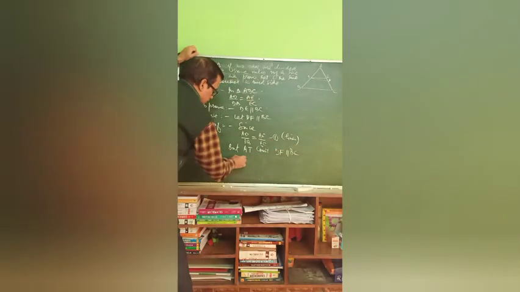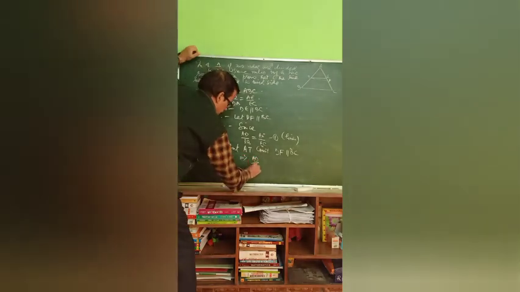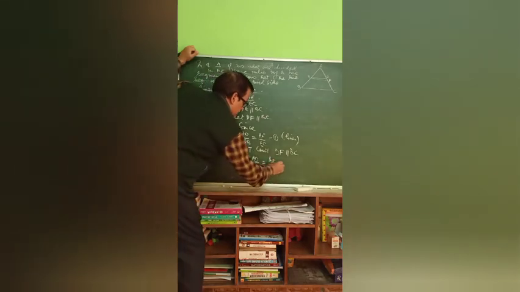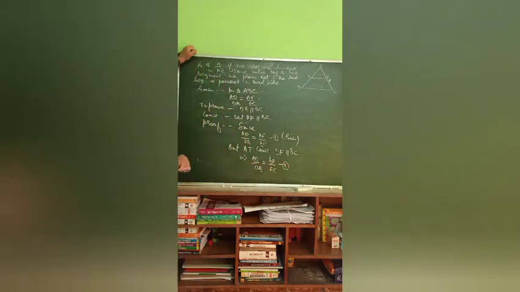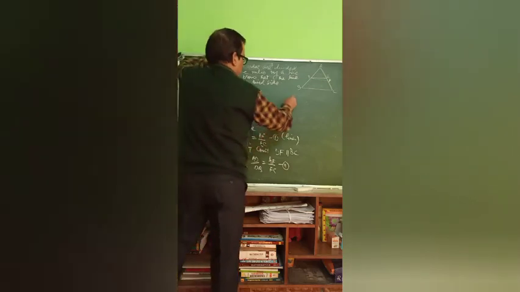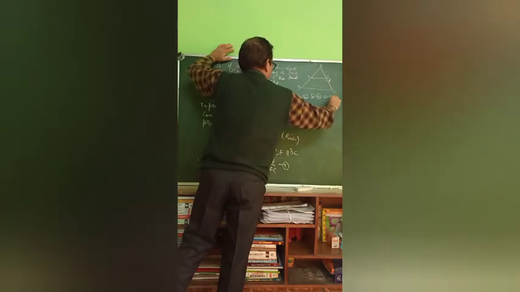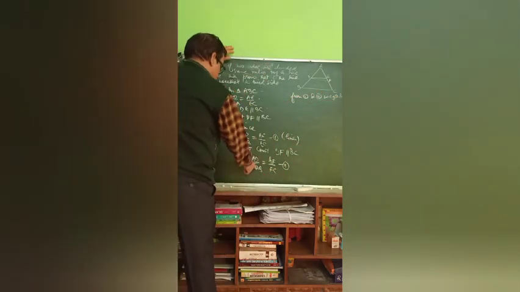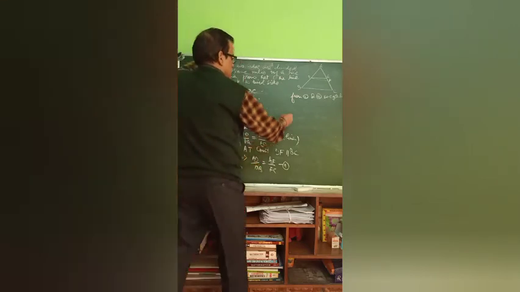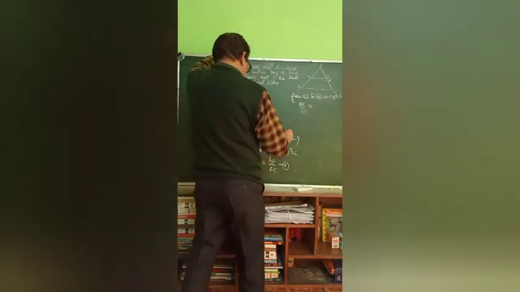DF parallel to BC. This implies, again by BPT, AD upon DB is equal to AF upon FC. This is second. By the BPT theorem, from first and second we get AE upon EC is equal to AF upon FC.